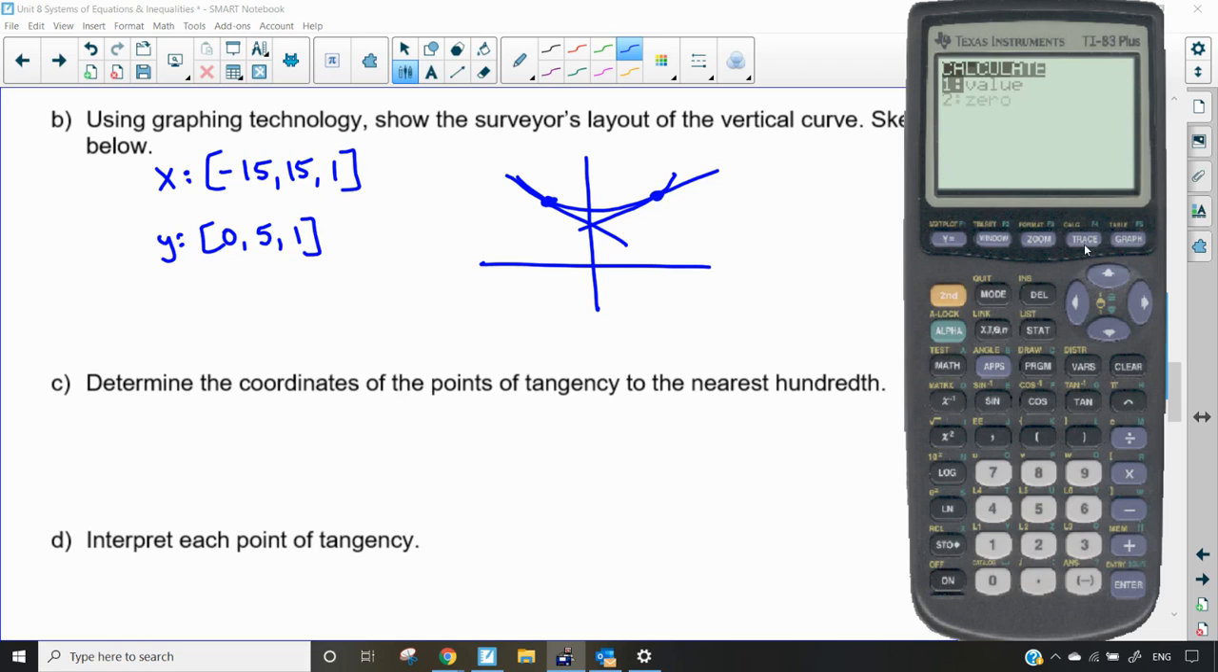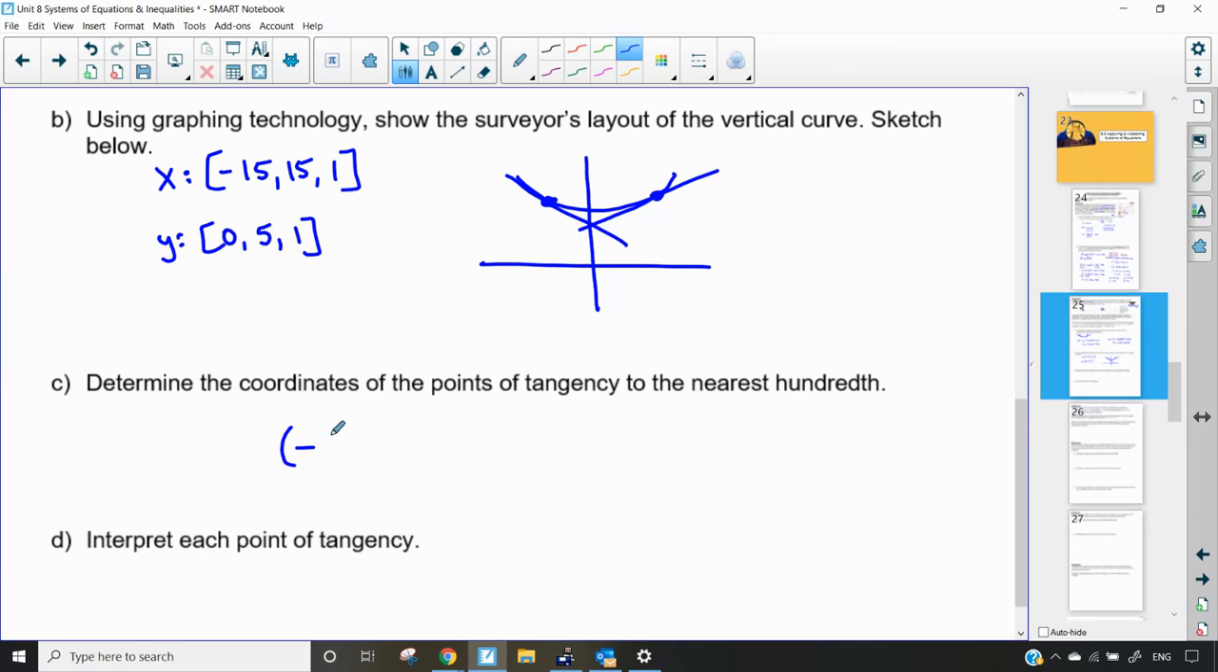So I'm going to go second calc, 5 for intersect. And because I have all three curves on here, I have to be aware of which curves I'm intersecting. So I want to intersect my parabola, so I hit enter. Now I'm intersecting it with that negative sloped line, and I hit enter. So my first intersection point is happening at -6.7, 3. And we're asked to round to the nearest 100th, so that intersection point is happening at -6.67, 3.00.